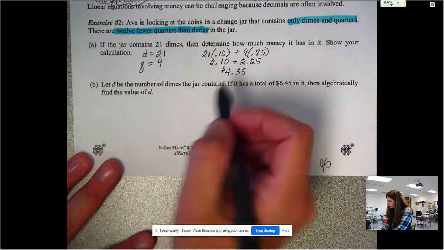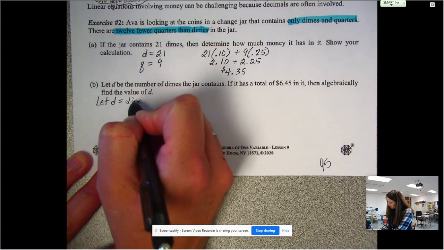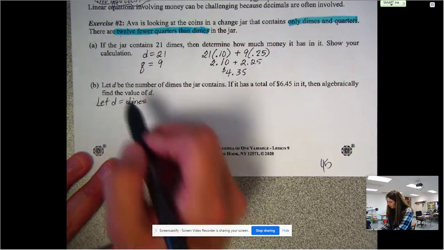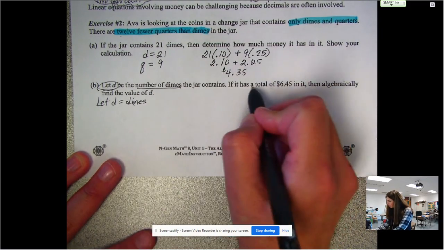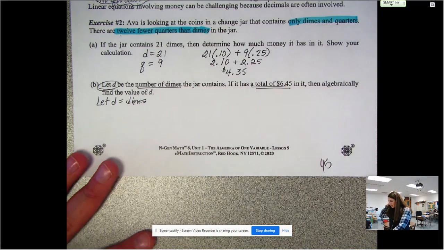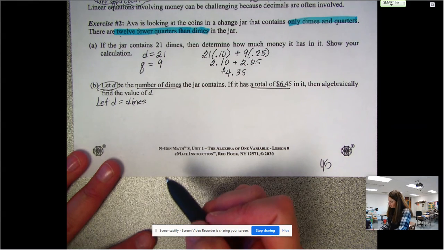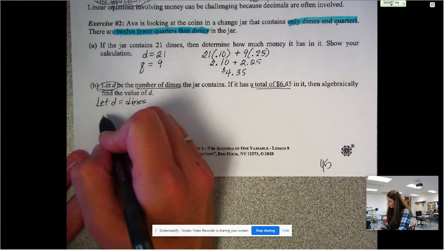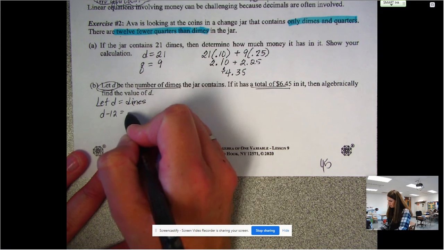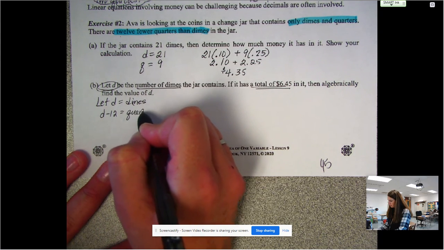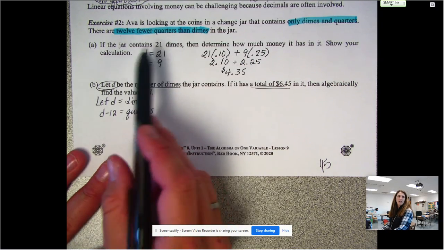So let D equal the number of dimes. I'm going to pull that out. Okay, let D equal the number of dimes that the jar contains. If the total of $6.45 is in it, then algebraically find the value of D. Okay, so we know that the number of quarters has to be D minus 12. So this is the number of quarters. You're going to take the dimes and subtract 12. So that's kind of what we did here.